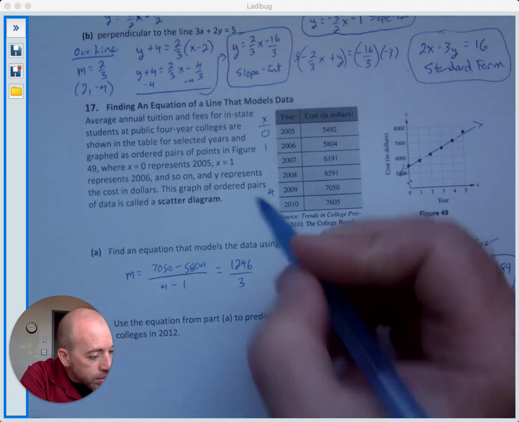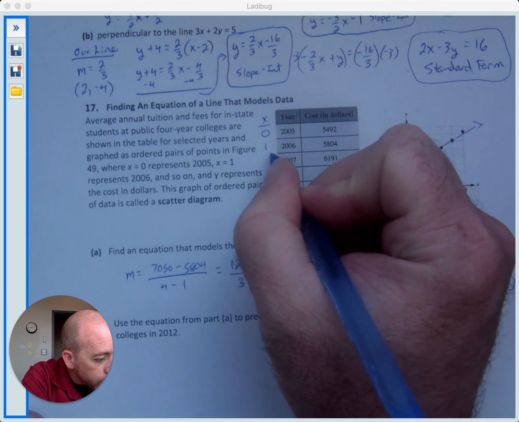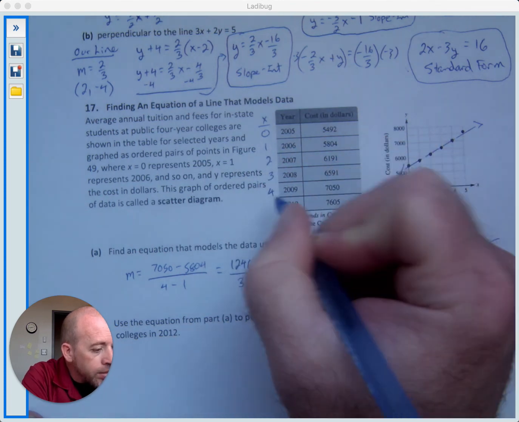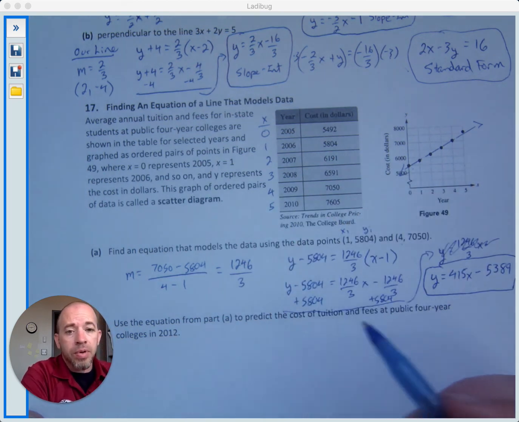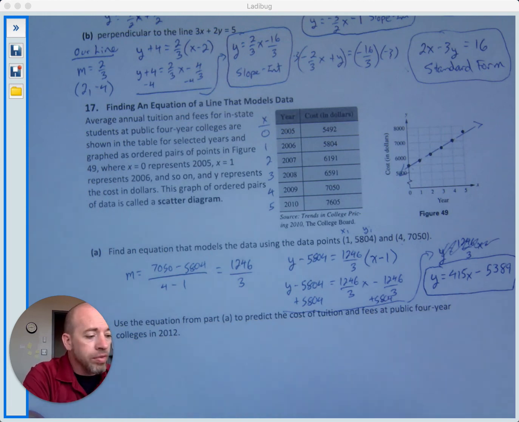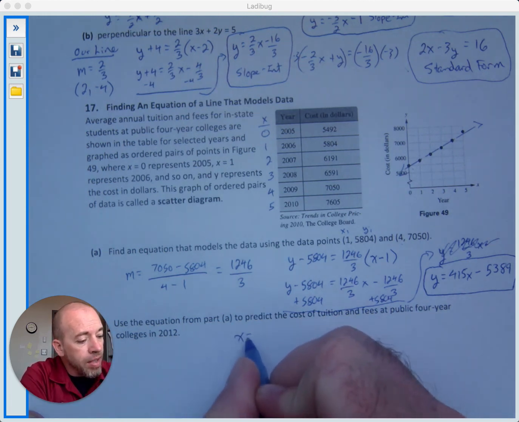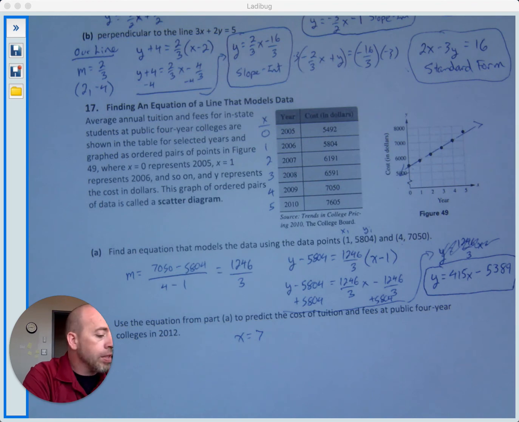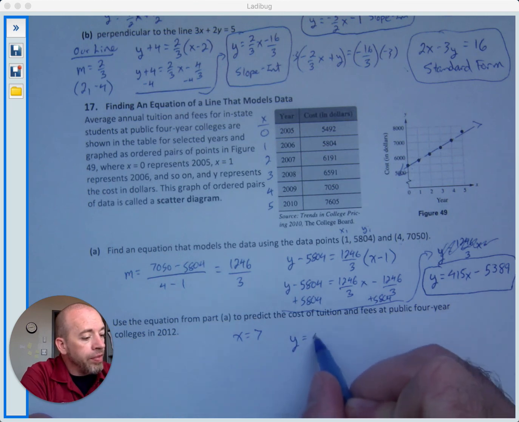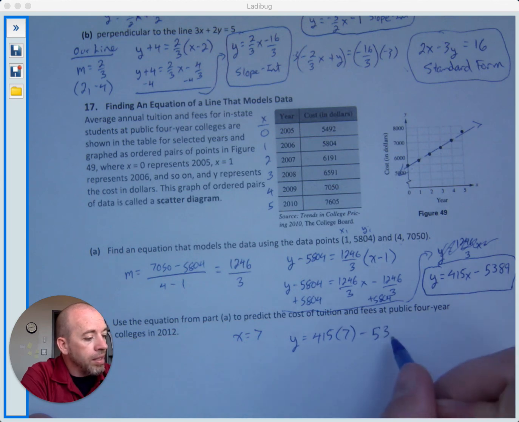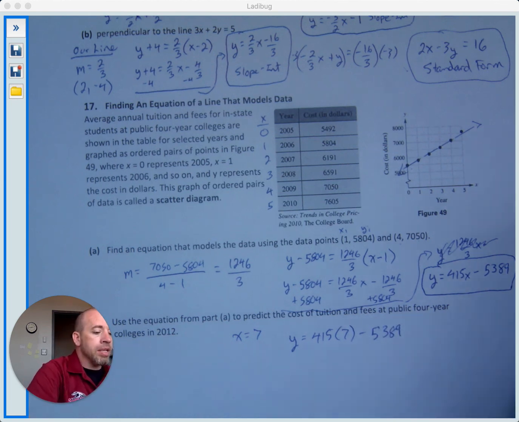Well, let's see. 2006 is 1, 2007 is 2, 2008 is 3, 2009 is 4, 2010 is 5. 2011 would be 6, and 2012 would be 7, right? 7 years after 2005. So we want x to be 7 in this case. So we use our line, and we plug in 7 for x, and we can figure out a prediction for y. So y is equal to 415 times 7 minus 5389.